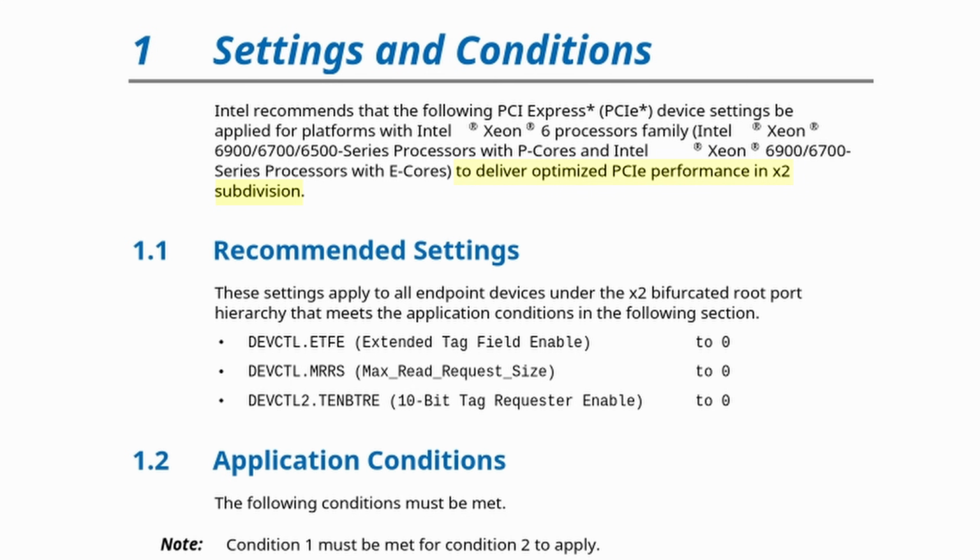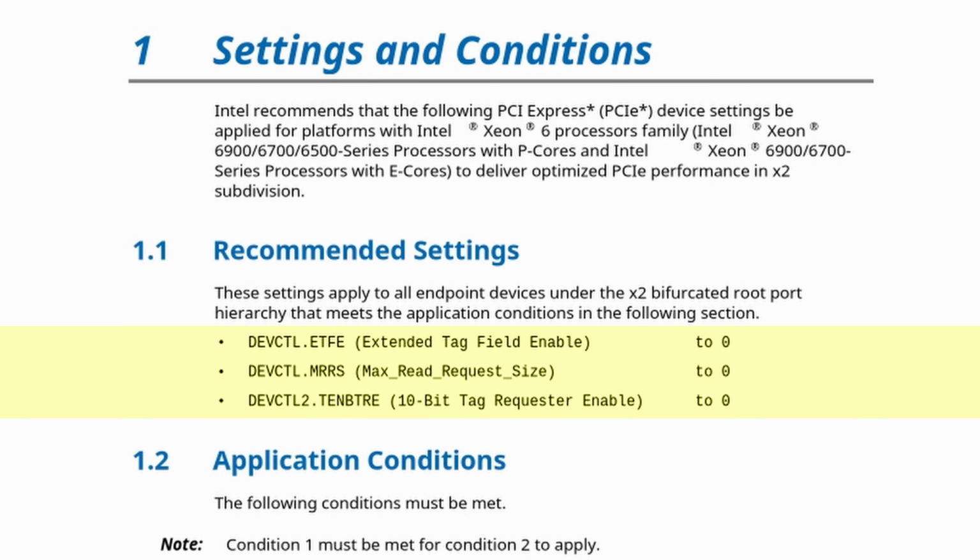Now, the fix config in question is disabling the extended tag. So extended tag allows a PCI device to handle more transactions at a time. So we go from 32 transactions to 256. It also disallows the 10-bit tag requester. So it's pretty much the same thing, but instead of 256 it's 1024 transactions.